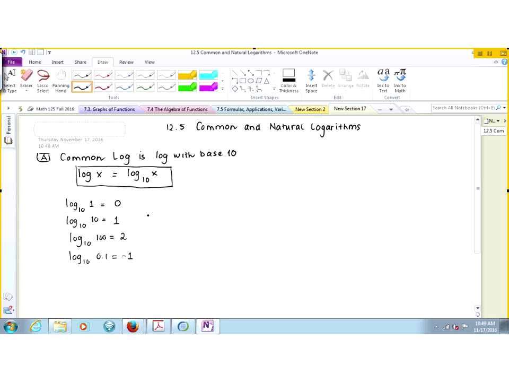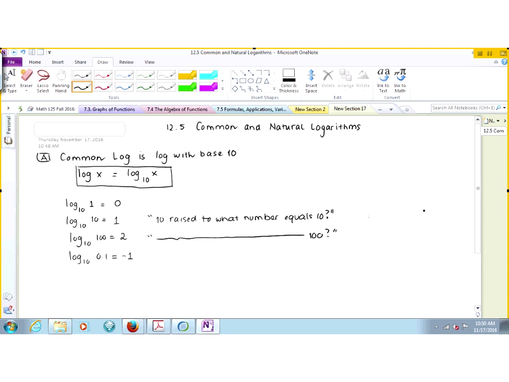So this is like the question. 10 raised to what number yields or equals 10? So that is the question, and the answer is 1, right? Yeah. So the answer is 1. And then here is 10 raised to what number equals 100? So the answer is 2.